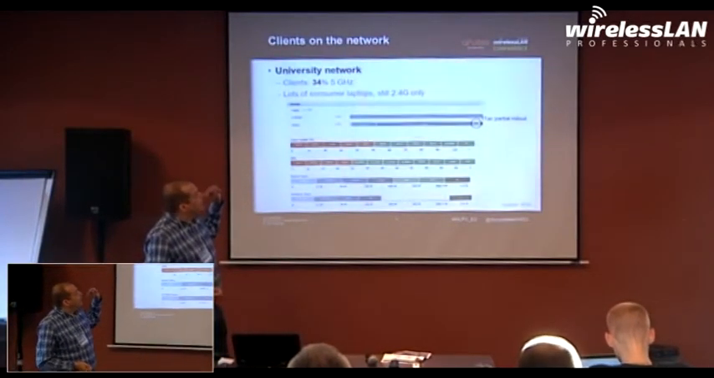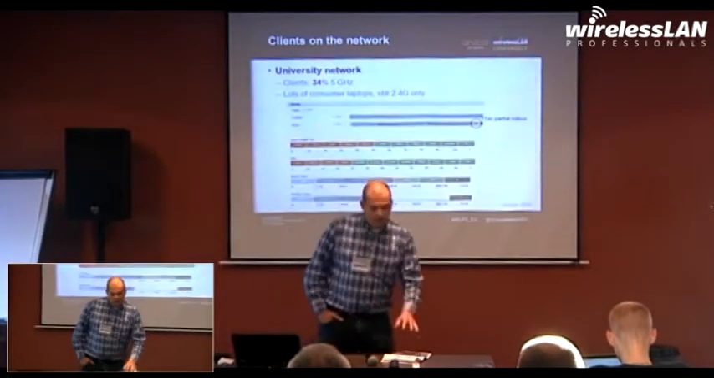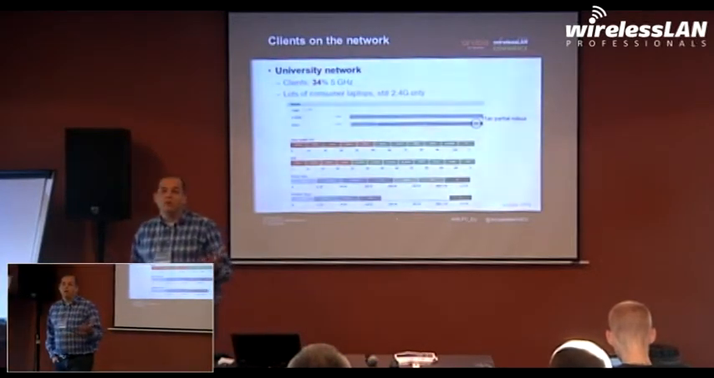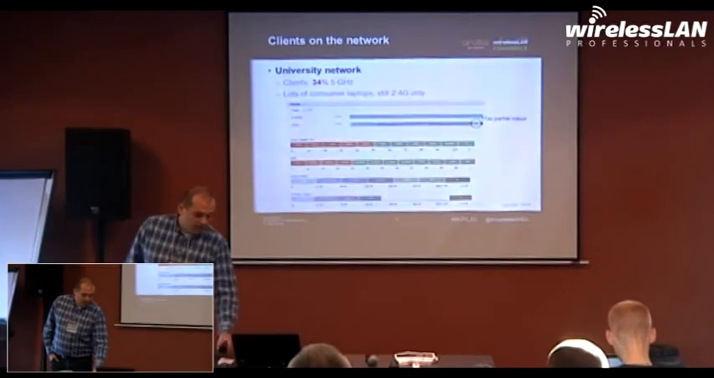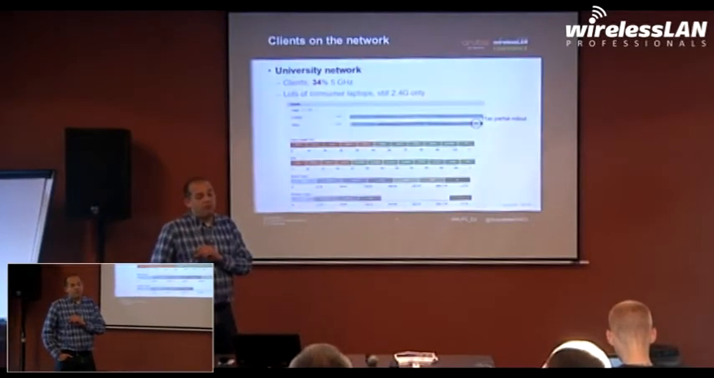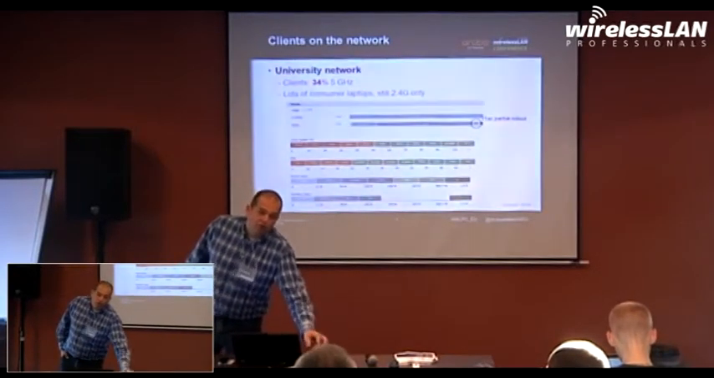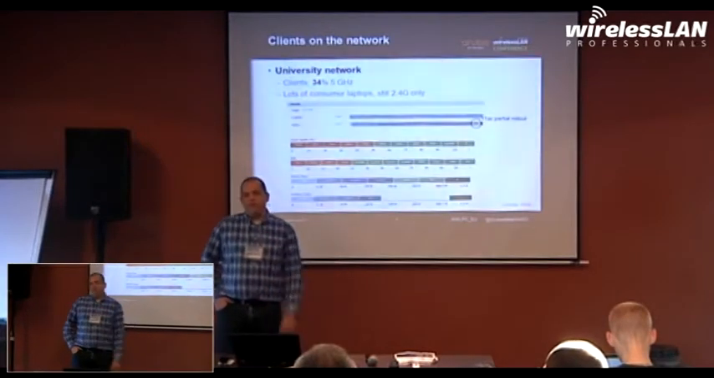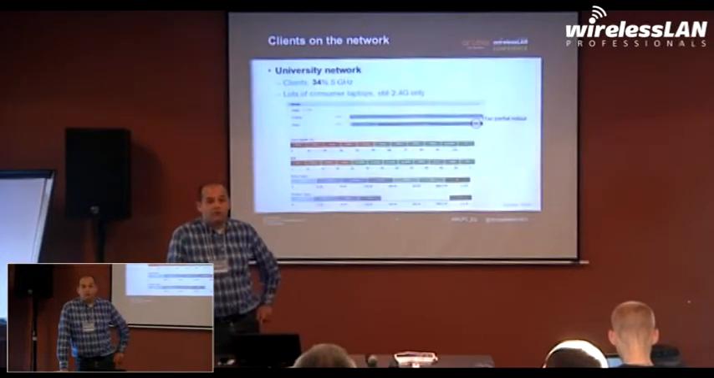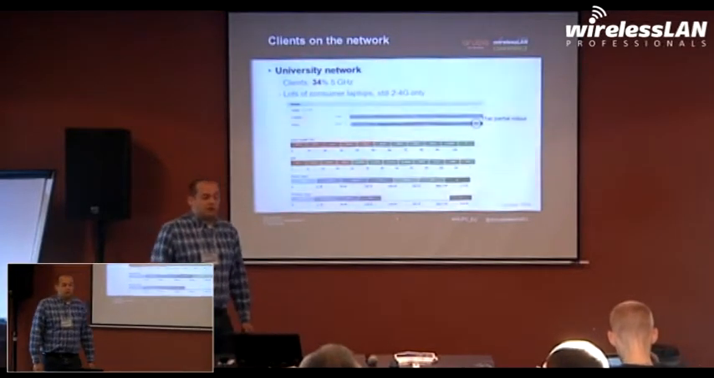I'm still looking at why there are so many clients still on 2.4 gigahertz. One of the reasons might be that students should buy their own laptops. And if you look in web shops for consumer laptops, it's still quite difficult to buy a laptop with 5 gigahertz. That's probably because the 5 gigahertz radio costs 50 cents extra in production, so that's $5 in the retail price, and that makes the difference. But in this kind of environment, that's critical, and that is a problem.